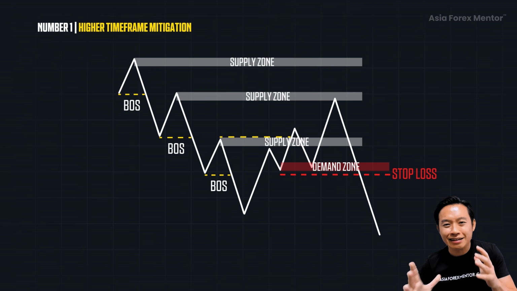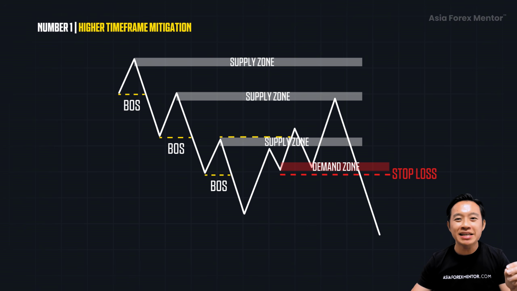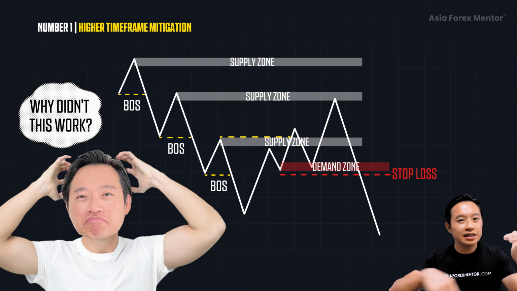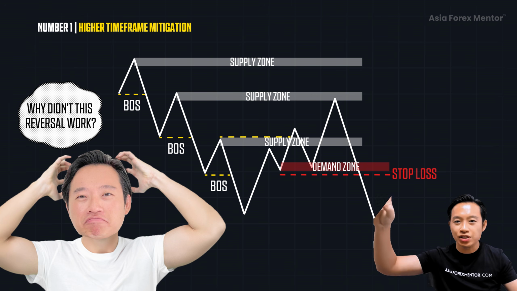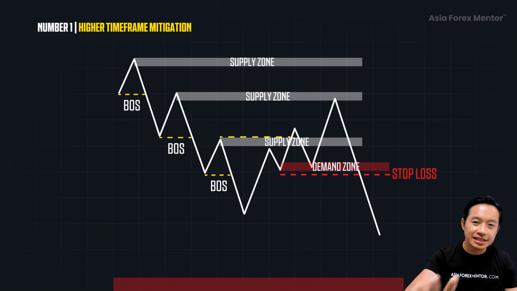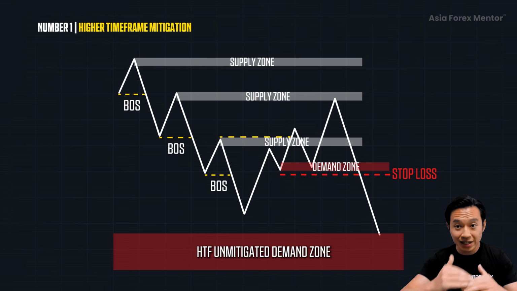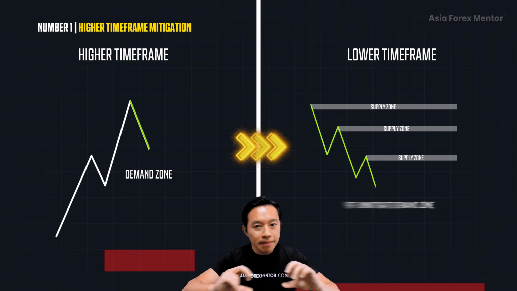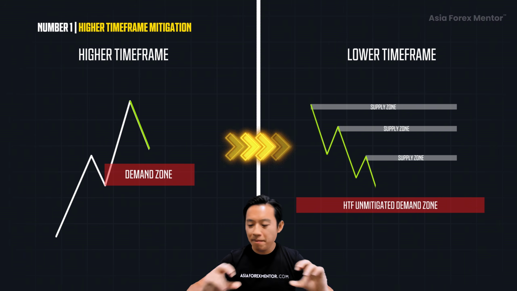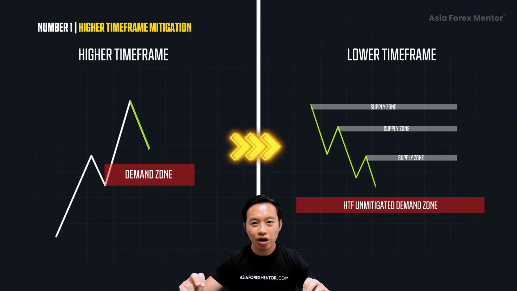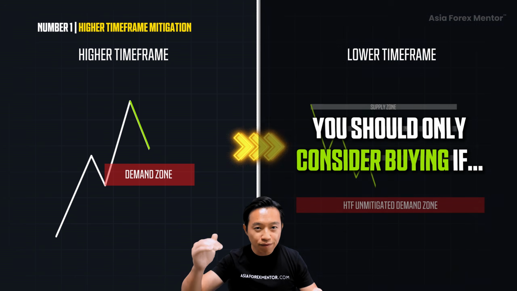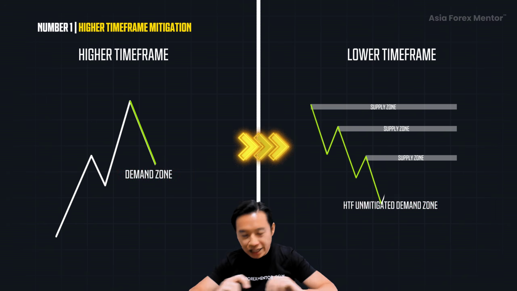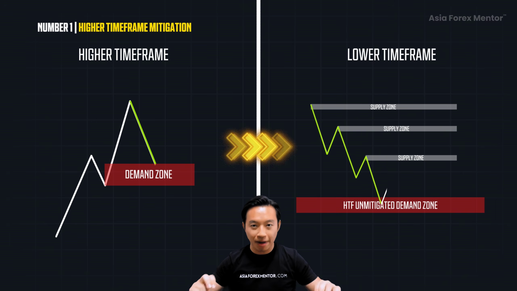So the key thing that most traders miss is this. Why didn't this reversal work, for example? The reason is that price did not reverse from a fresh demand zone, an unmitigated demand zone, a demand zone that hasn't been touched before, right? You should only consider buying if price has reached a major untouched demand zone.